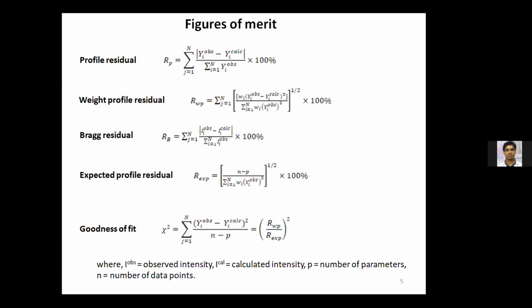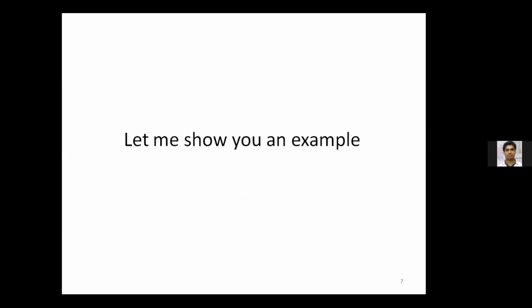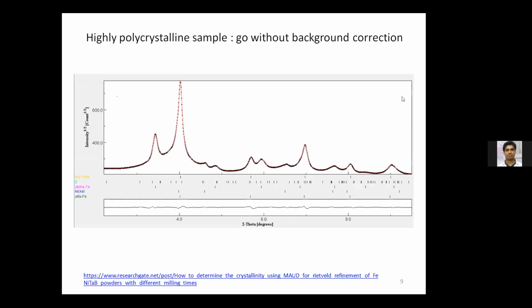Okay, and the next question was from Aniruddha, about whether we can do the Rietveld refinement for an amorphous sample. Here is an example of an amorphous or highly polycrystalline sample. It is suggested that for a highly polycrystalline sample, one should not do the background correction, because the background bears lots of information and we have broad peaks. So we should avoid the background correction, and without it, one can do the refinement.